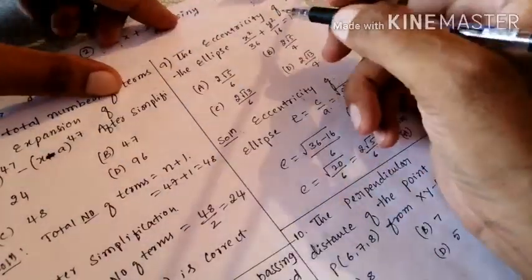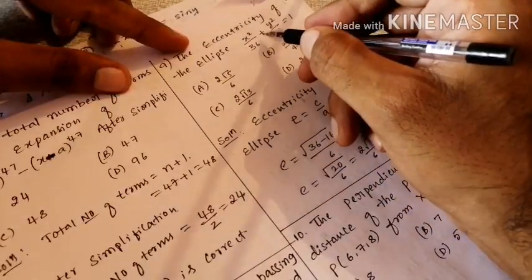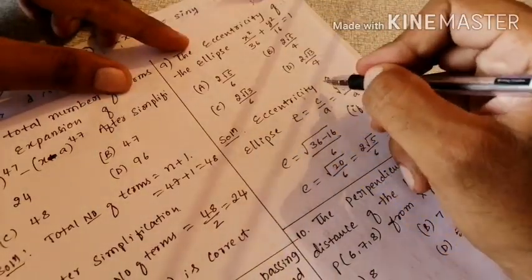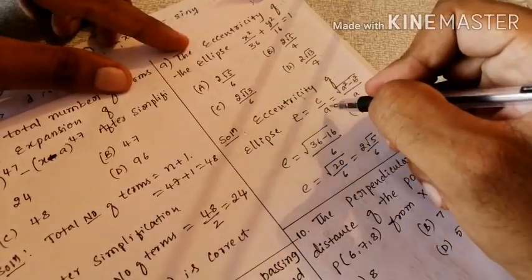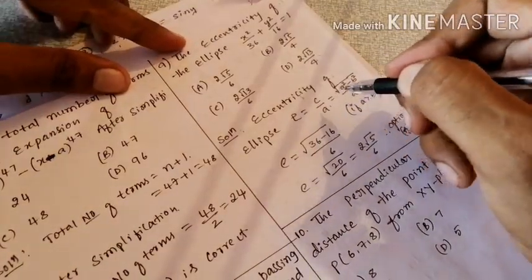Next come to question number 9. The eccentricity of the ellipse x square by 36 plus y square by 16 is equal to 1 is, so many options given. Keep it in mind. Eccentricity of ellipse e is equal to c by a, and similarly eccentricity of hyperbola is also c by a. But what is the difference?